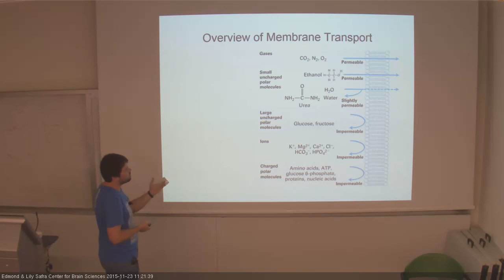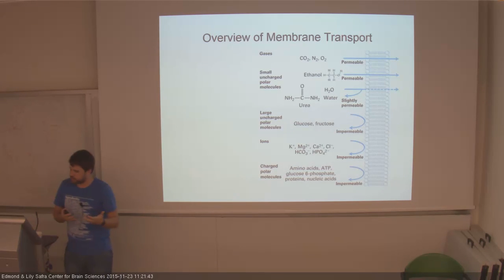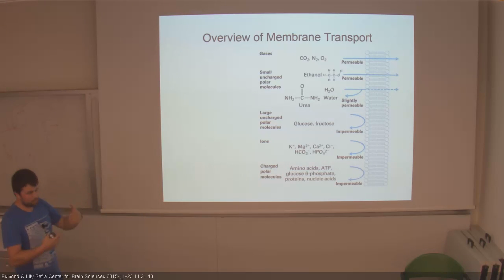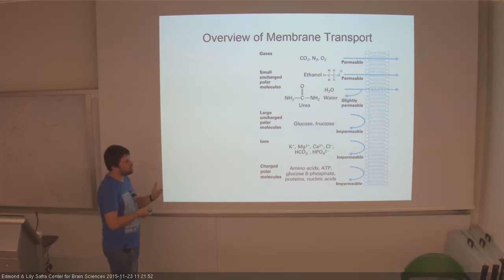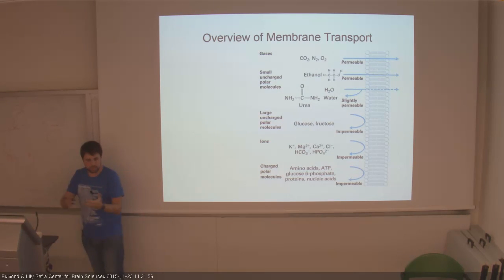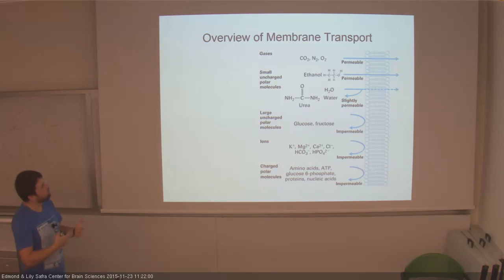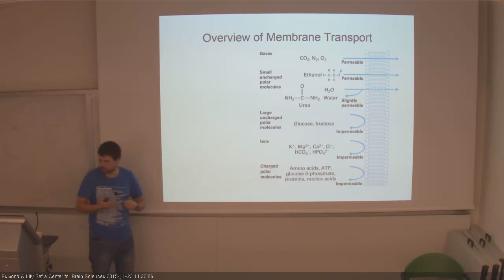The second type of physical barrier is the physical properties, like the density and the fluidity of this membrane. If you have a membrane that's a little bit more fluid, then it will allow molecules to pass more freely, and if it's more rigid, it will allow certain molecules to pass less.